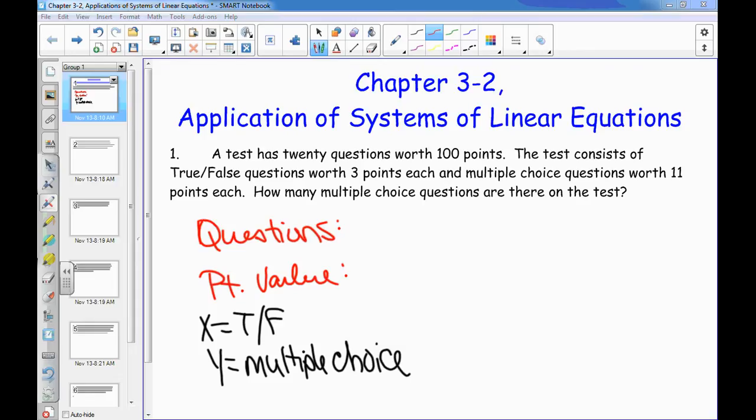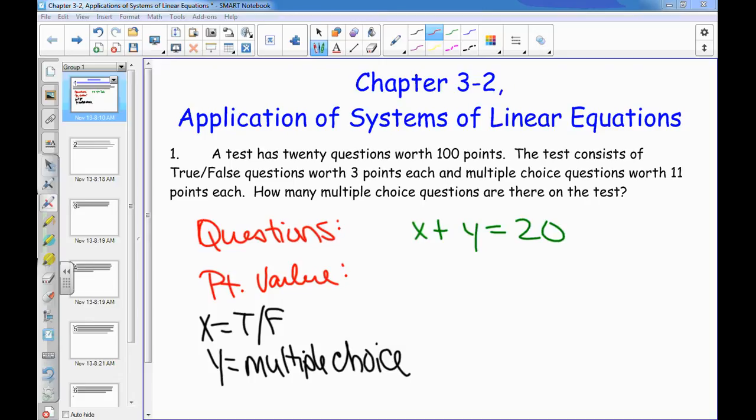True and false is, what's true and false? X, and means what? Plus multiple choice, which is Y, and that has to equal my total questions, which is 20. So my question equation is going to be X plus Y has to equal 20, because that's how many questions I have. I have all my true and false questions plus all my multiple choice questions, and that has to equal my total amount, which is 20 questions. Does that make sense?